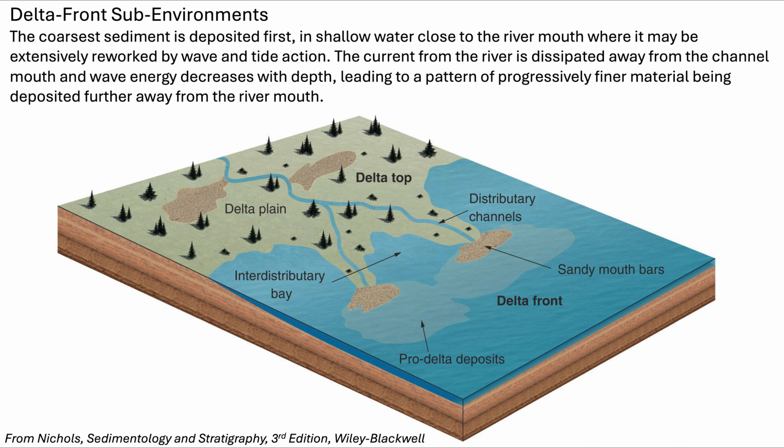Flow velocity at the mouth of the channel is abruptly reduced as the water enters the standing water of the lake or sea. The delta front immediately forward of the channel mouth is the site of deposition of bedload material, usually as a subaqueous mouth bar. The coarsest sediment is deposited first, in shallow water close to the river mouth where it may be extensively reworked by wave and tidal action. The current from the river is dissipated away from the channel mouth, and wave energy decreases with depth. This leads to a pattern of progressively finer material being deposited further away from the river mouth.